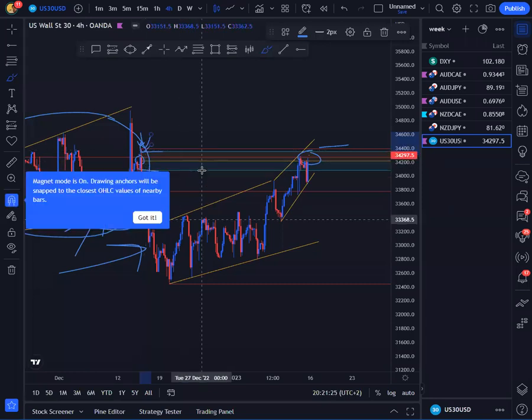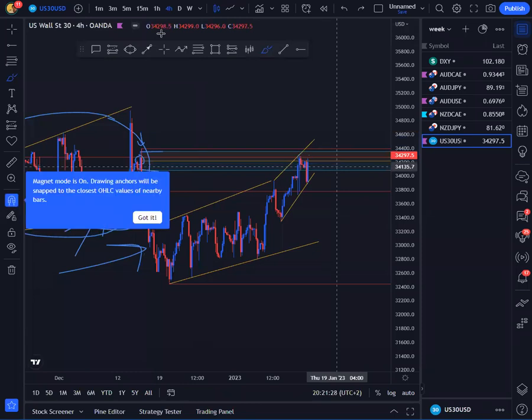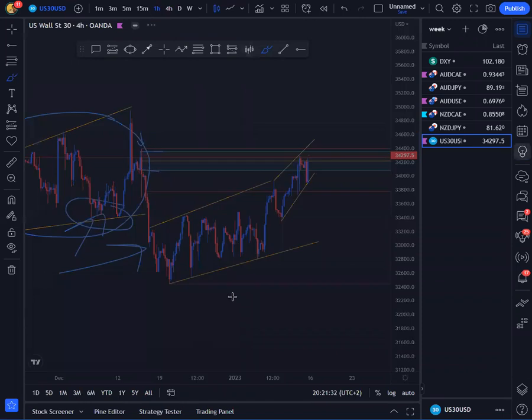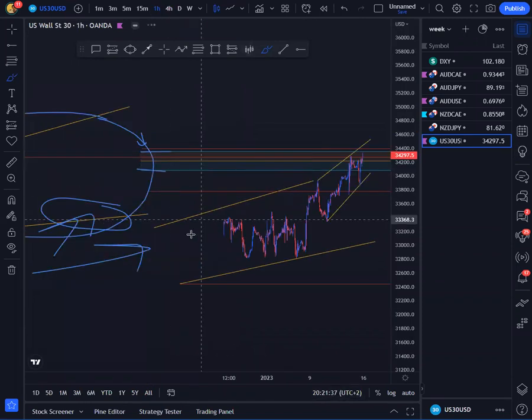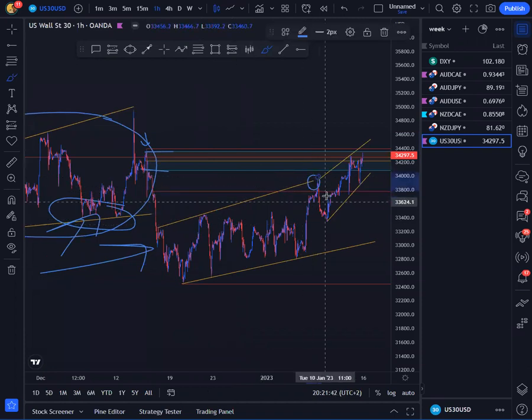Reason and logic. Very simple trading strategy. Everything is simple. When you understand why you're doing something, everything else just becomes so much simpler. But otherwise, since we had this ascending structure, my assumptions were that maybe this was going to be the end of this ascending structure. Cool, we can see it's not.